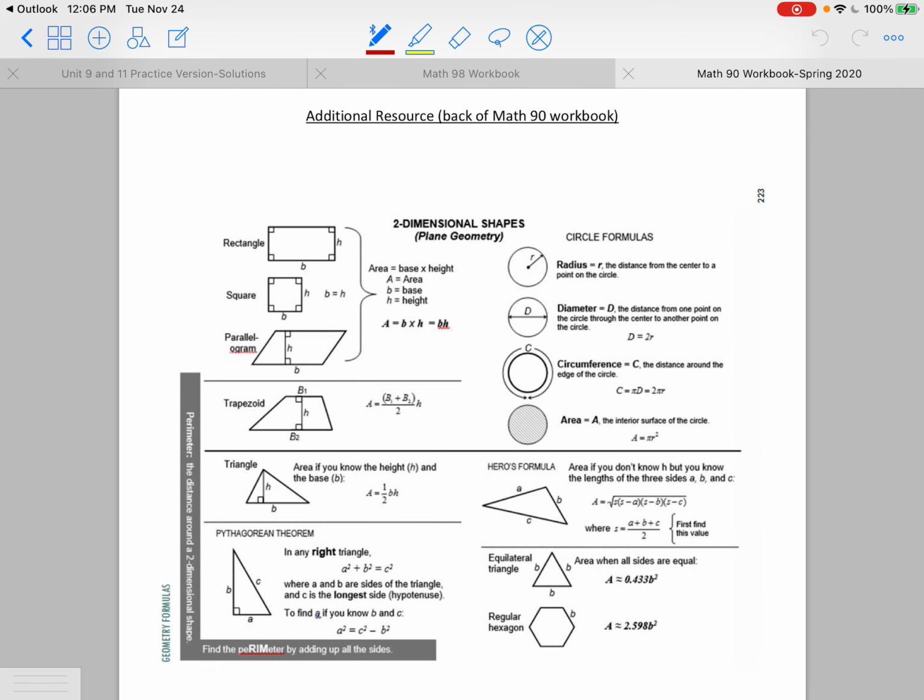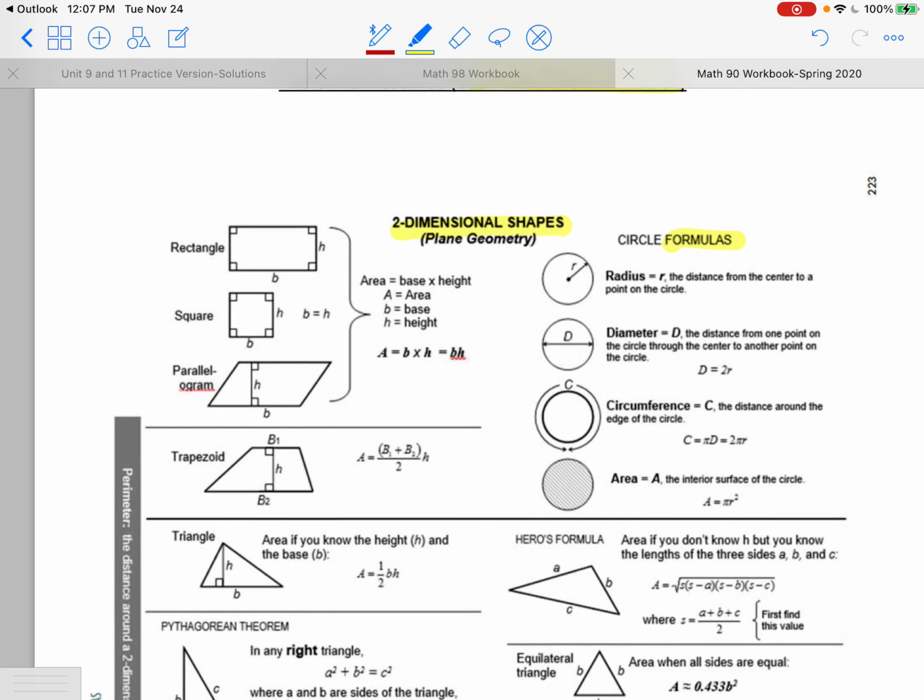A second resource page that I wanted to point out to you guys, and that's also in the back of your Math 90 workbook, is this 2-dimensional shape, or what we call plane geometry, because it exists on a 2-dimensional plane. And these are all the formulas that work for that. Now, these are concentrating a little more on the area, and I'm going to add some perimeter information to this.